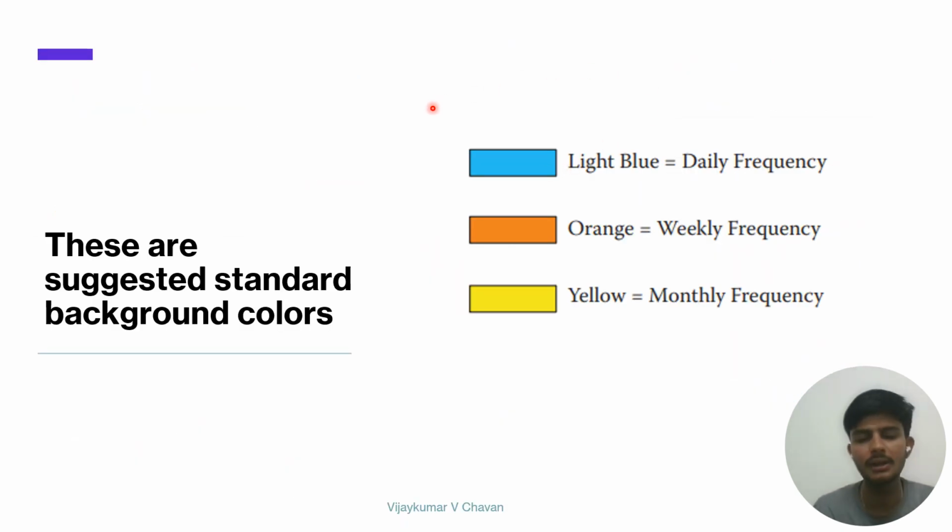These are some of the suggested background colors, I can say standards. Light blue is for daily frequency, orange is for weekly frequency, and yellow is for monthly frequency. It is not mandatory that you have to use these colors, but these are the standards. It can vary from organization to organization, people to people.